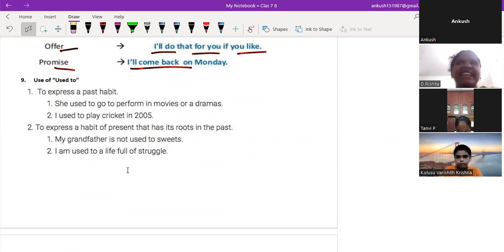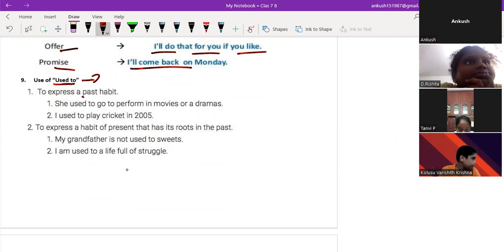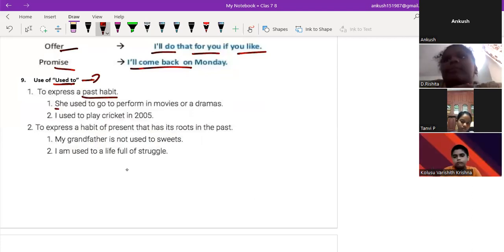Now, another modal verb is "used to." This is always used to tell you about a past habit. Listen: She used to perform in movies or dramas. Did you get it? Used to, in the sense of what?